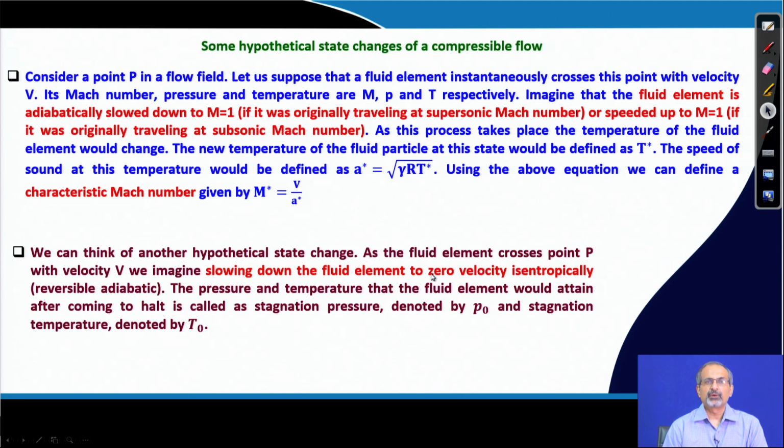Let us discuss some hypothetical state changes of a compressible flow. We will consider a point P in a flow field. Let us suppose that a fluid element instantaneously crosses this point, and when it crossed this point it had a velocity V. Additionally, let us say its Mach number was M, pressure was p, temperature was T, and so on. Now, it could be traveling at either subsonic or supersonic speed when it is moving across this point P.